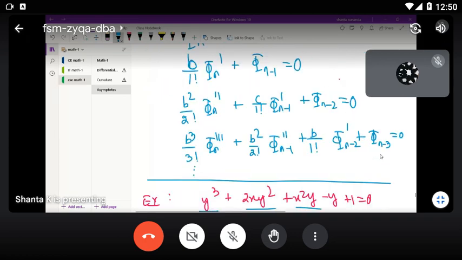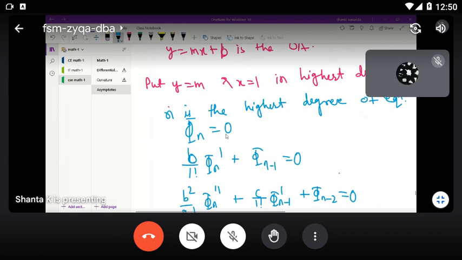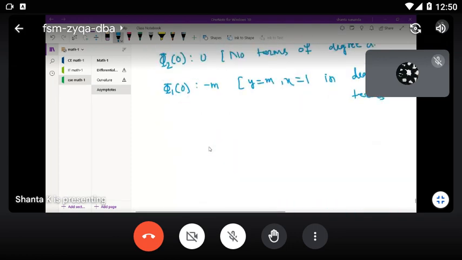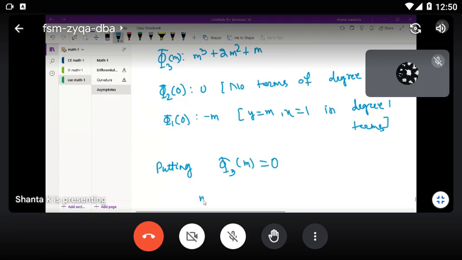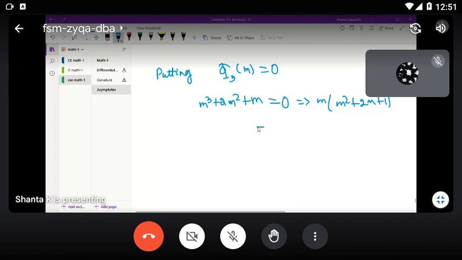Okay. So what is the next thing? Next we will set phi 3, the highest one, equal to 0. Putting phi 3 of m equals 0, the terms are m cube plus 2m square plus m equals 0. So we will get the value of m. m equals 0, minus m, 1. If you take common minus m, 1, then we have m square plus 2m plus 1.